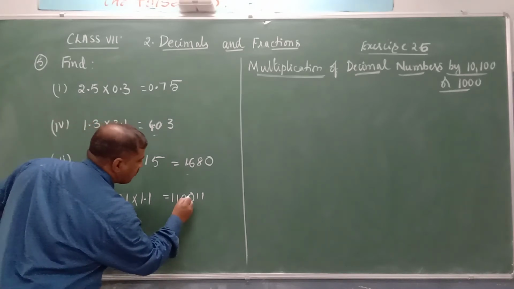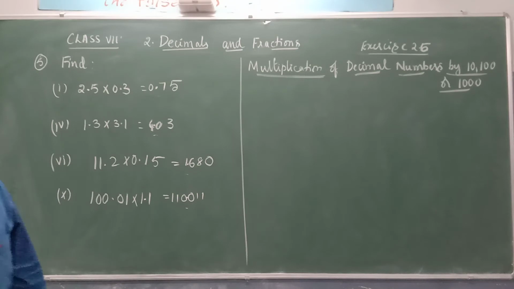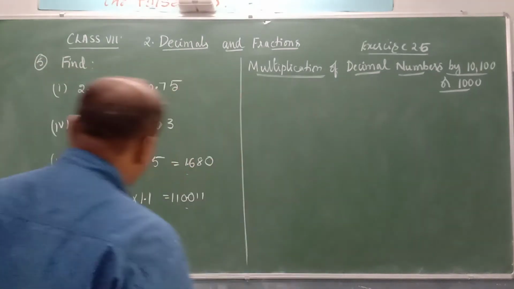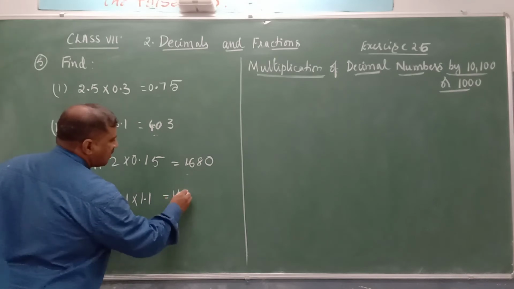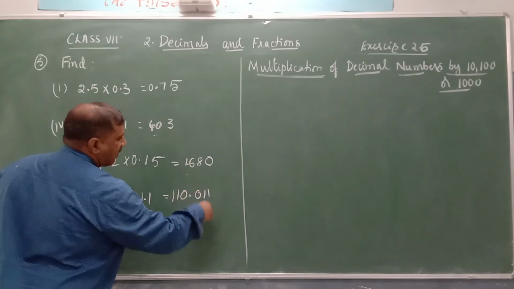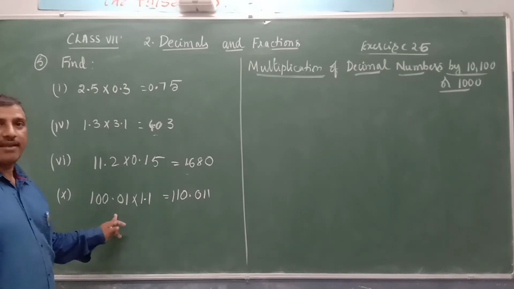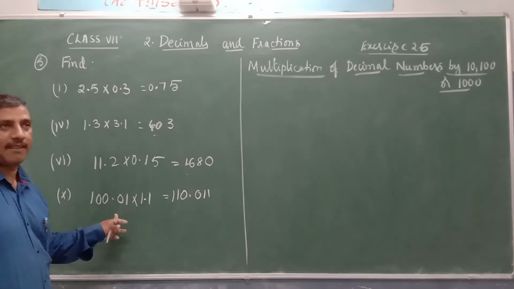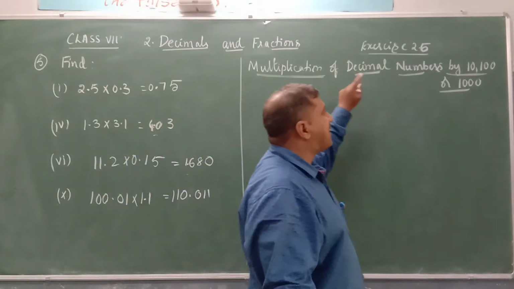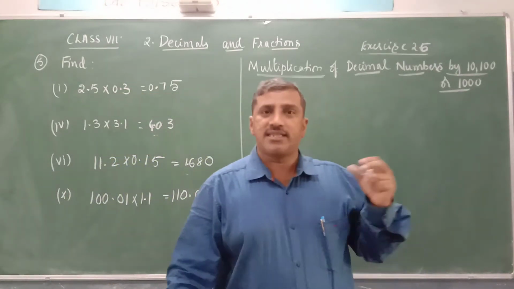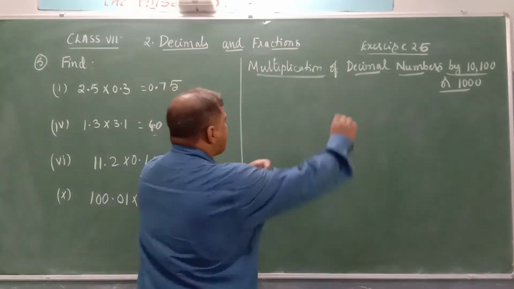So the point is in between 0 and 0. The value here is 110.011. Like this, we will find the products of two decimals. Now, multiplication of decimal numbers by 10, 100, 1000, even 10,000 and more. How do we multiply? Example, you see here.